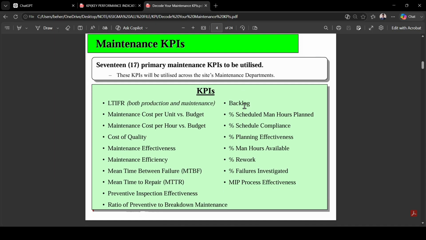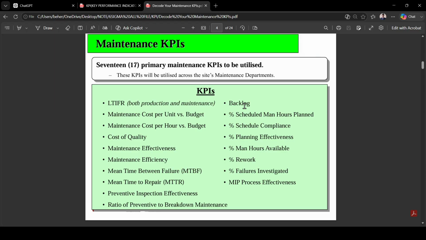So maintenance KPIs. What are maintenance KPIs? There are 17 primary maintenance KPIs to be utilized across the site maintenance department. First, LTIFR, for both production and maintenance. Then maintenance cost per unit versus budget, and maintenance cost per hour versus budget.